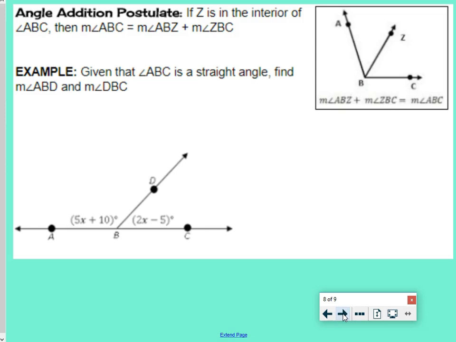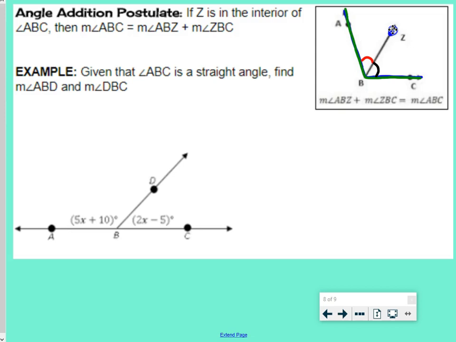Angle addition postulate. If Z is in the interior of angle ABC, then the measure of angle ABC equals the sum of the measures of angle ABZ and ZBC. So if we look at the image, it makes more sense. If Z is in the middle of angle ABC, then the measure of this big angle right here is the sum of the two angles on the inside. It makes sense logically. The two angles on the inside make up the whole angle.